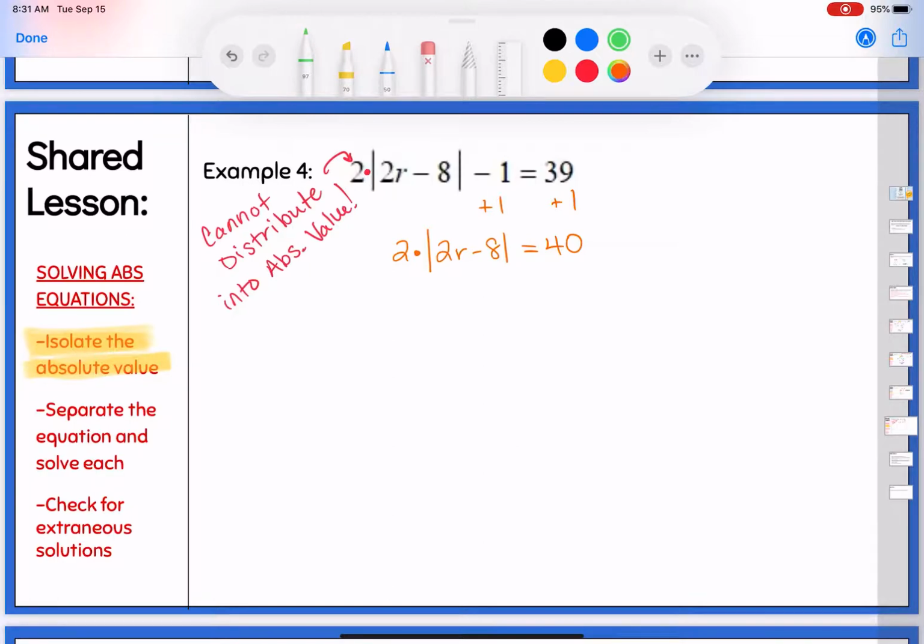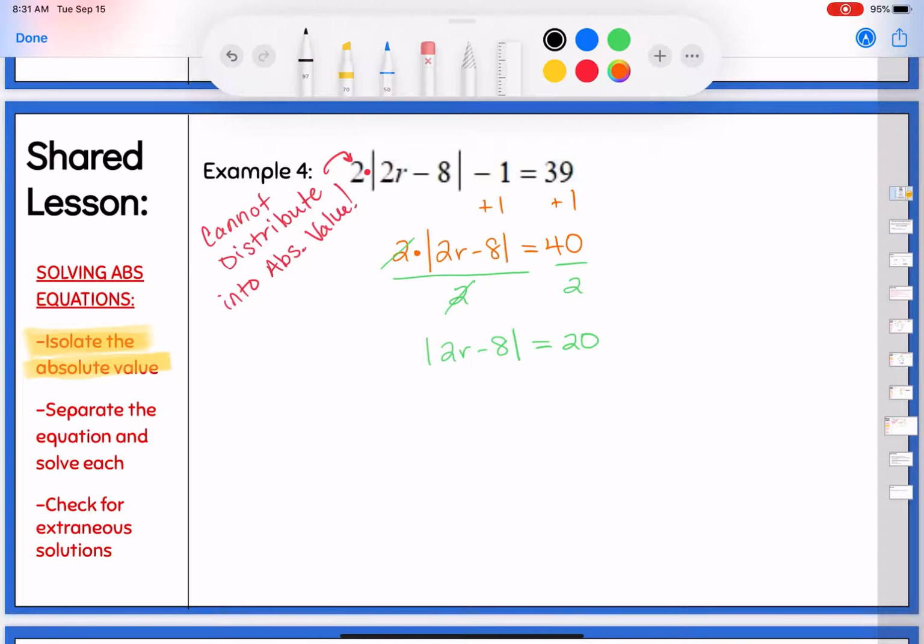All right. Now again, I cannot distribute that 2 into an absolute value, can never do that. But I wrote that times sign there to help trigger my brain to realize this is 2 times the absolute value. So if I want to get rid of that 2, I need to divide both sides by 2. And that will get rid of that 2 in front. So I'll have the absolute value of 2r minus 8 equals 20.